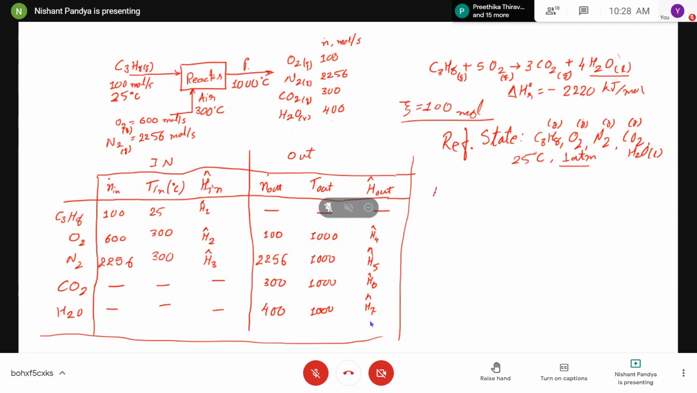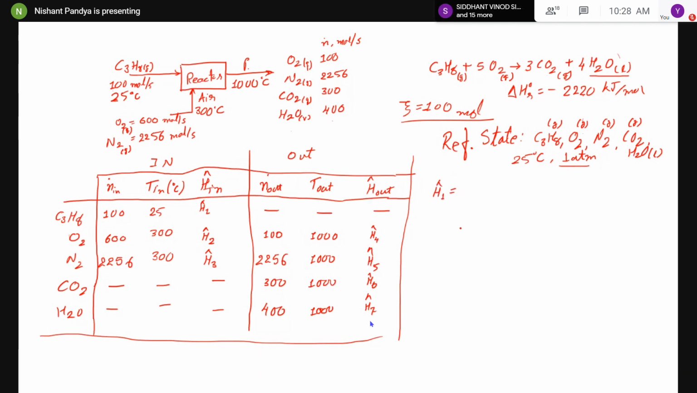So H1 cap equals, and what you have to do is write this one first. H1 cap is the delta H cap for enthalpy change from the reference state, that is C3H8 gas form at 25 degrees Celsius, to the reaction condition. So here in the reaction, what is the condition? The reaction condition is also the same, C3H8 gas form at 25 degrees Celsius. So there is no enthalpy change here. This is 0. That is why we are putting 0.